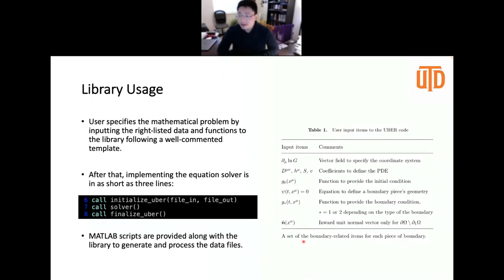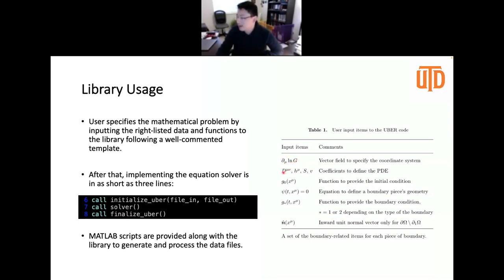The library is used as this. The user specifies his or her mathematical problem by inputting the listed input data and the functions to the library following a well-commented template. In this list, the first one is the gradient of the logarithm of the Jacobian determinant of your curvilinear coordinates. So this field tells the library the geometry of your curvilinear coordinates.